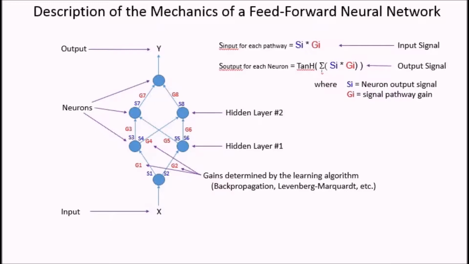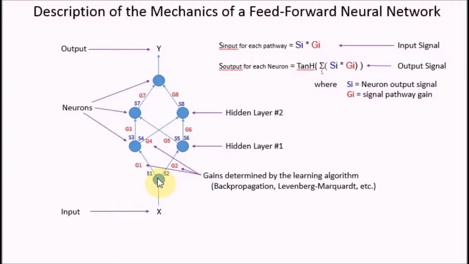So we'll start with just a description of the mechanics of a feed-forward neural network. Obviously, you can go to the internet and get much more detailed explanations, but we'll just touch on this before we begin. So this is the basic feed-forward neural network. You have an input and an output, and in between a series of neurons, as we call them, which are really simulated by a hyperbolic tangent function.